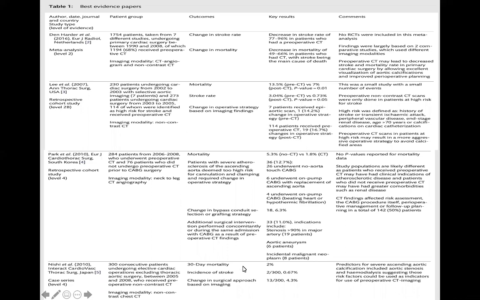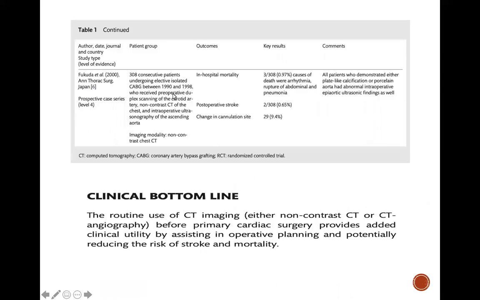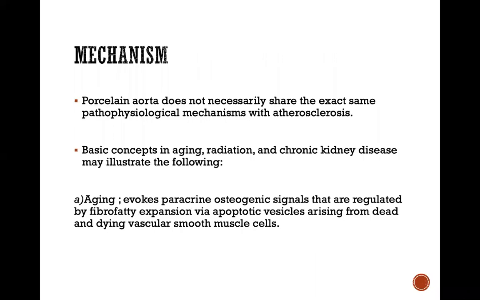This paper, this one, and even the last one here, they all give the same idea and the same conclusion. You can read the full details of all those papers later. It's interesting actually. The clinical bottom line is that the routine use of CT imaging, either non-contrast CT or CT angiography, before primary cardiac surgery provides added clinical utility by assisting in operative planning and potentially reducing the risk of stroke and mortality.